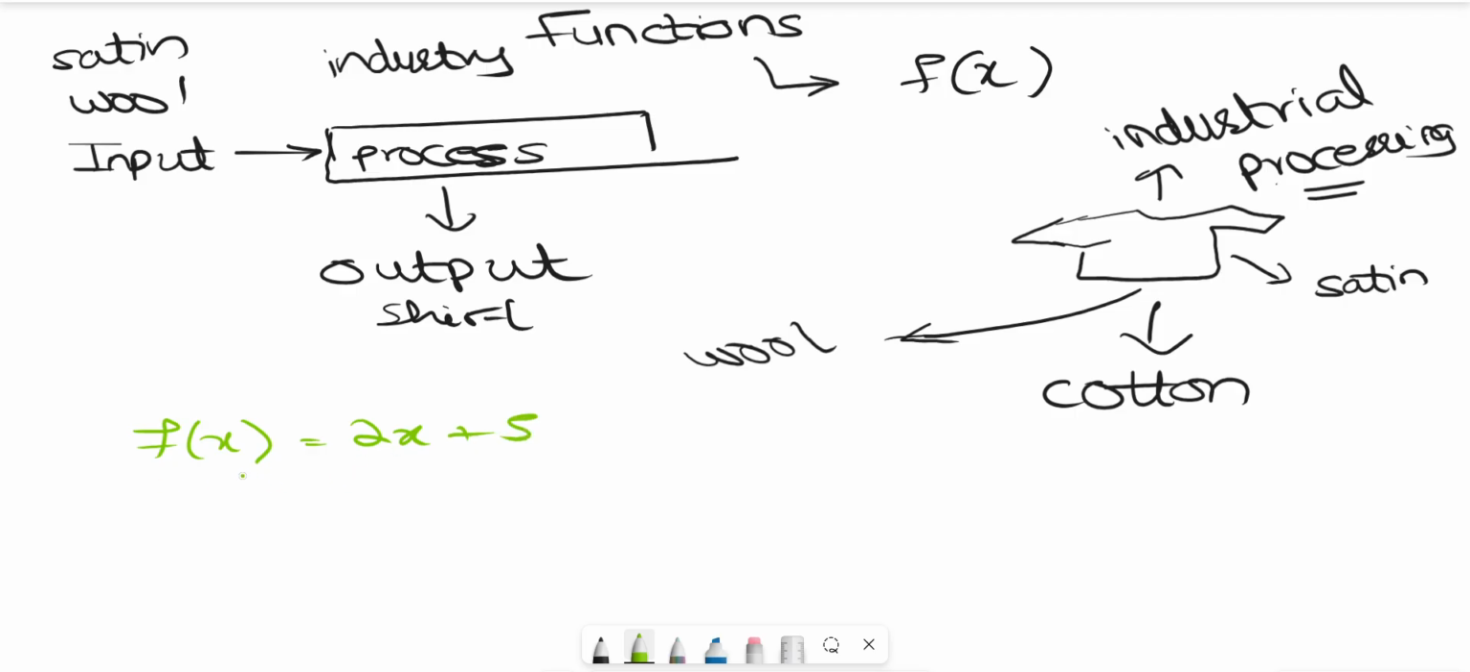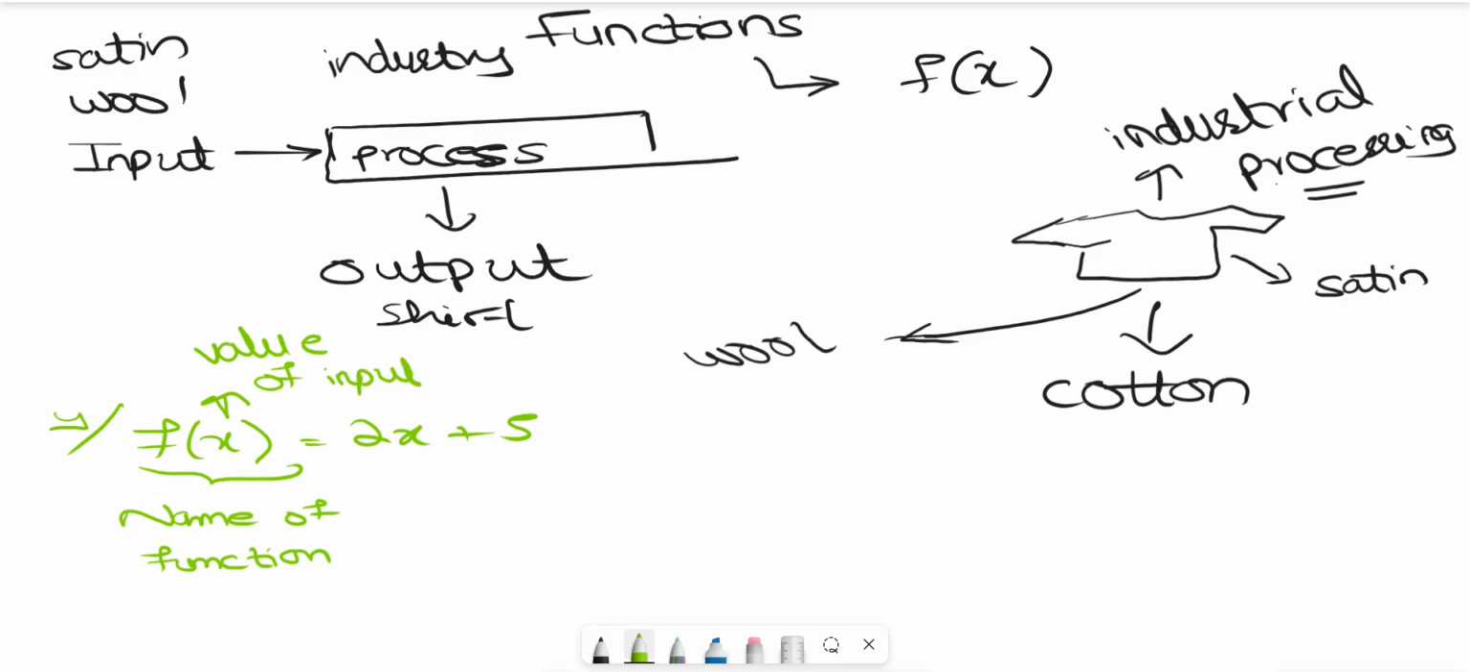First things first, what you need to understand is that f of x can also be considered as y. A functional way of writing y is f of x. f of x equals 2x plus 5. f of x in itself, this portion, is the name of the function, and x here is the value of input.